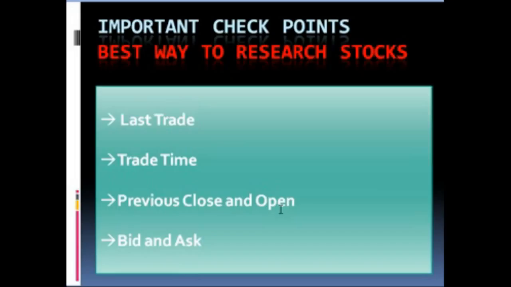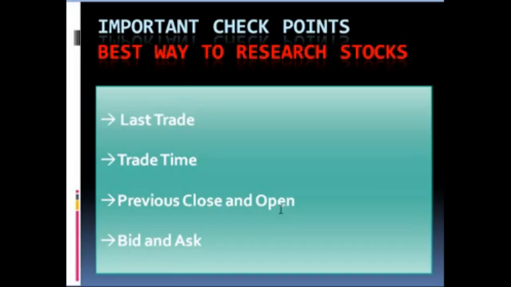So what is the third point that you are really going to consider? This is previous open and close. The previous close is the price that shares sold for when the market last closed. So whenever the market was closed last time, this is the previous close. And open is of course what they started at when the market opened for trading.